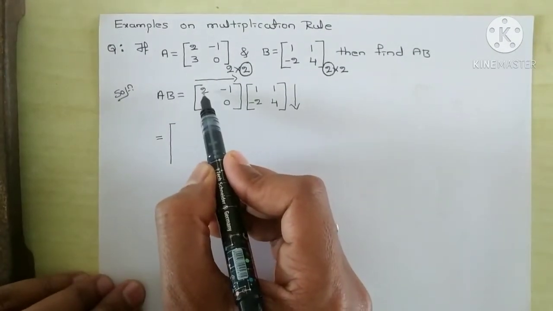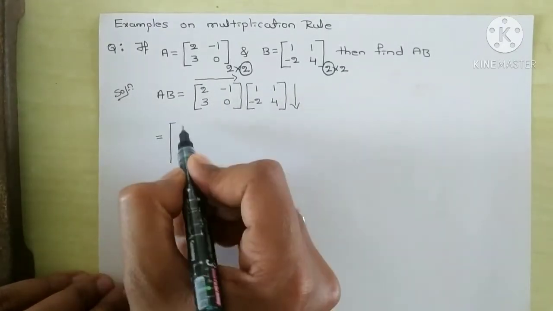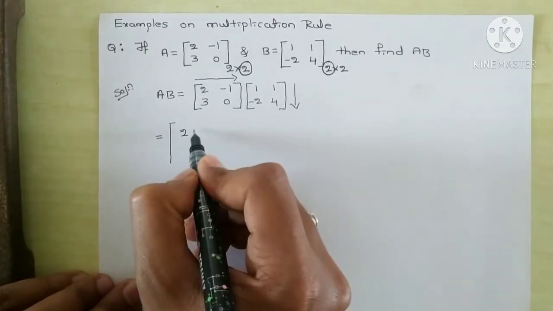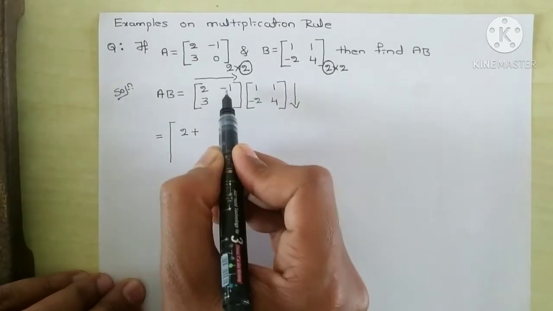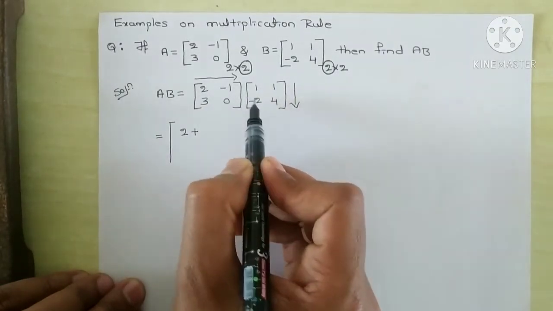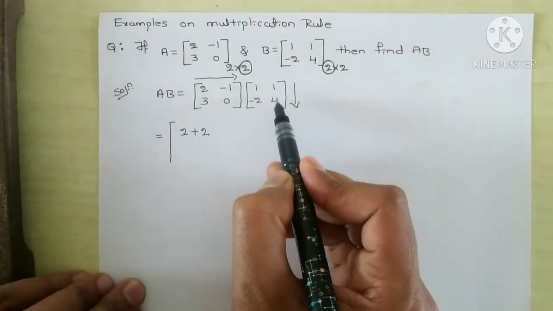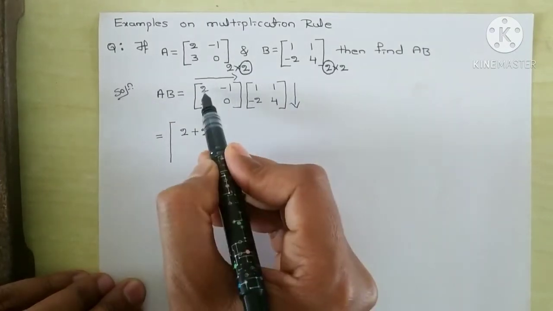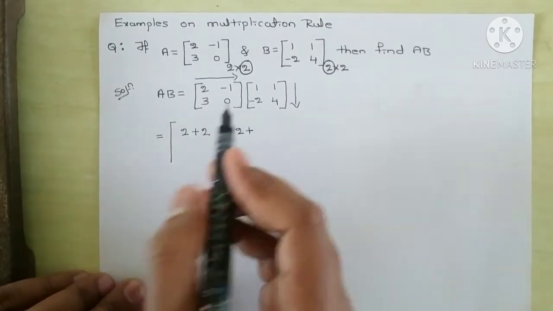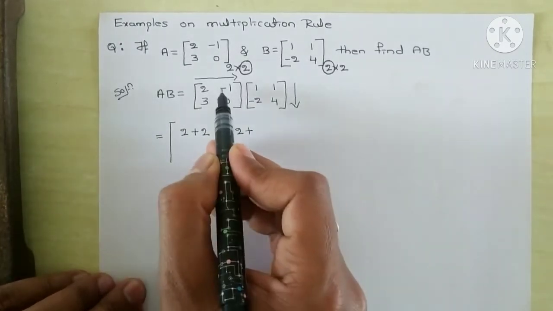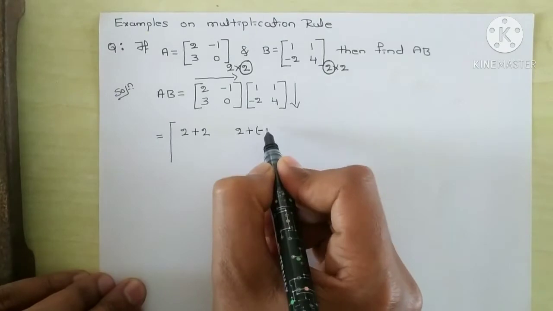So multiply now. First row, first column: first element with first element, 2 into 1 is 2. The middle always has a plus sign. Again second element with second element, minus into minus is plus, 1 into 2 is 2. Next, first row, second column: again first element with first element, 2 into 1 is 2. The middle always has a plus sign. Again here a minus sign, here a plus sign. So multiply the signs first. Minus into plus is minus, 1 into 4 is 4.